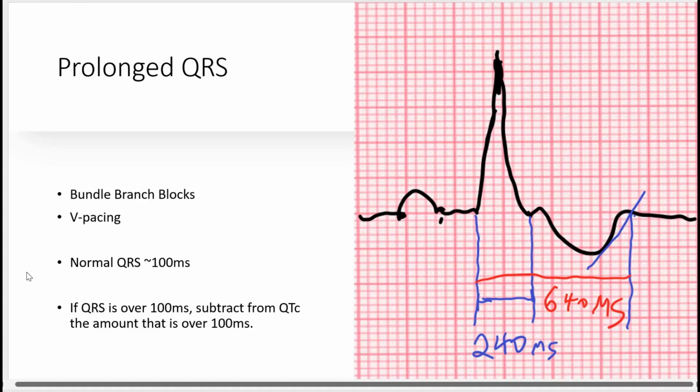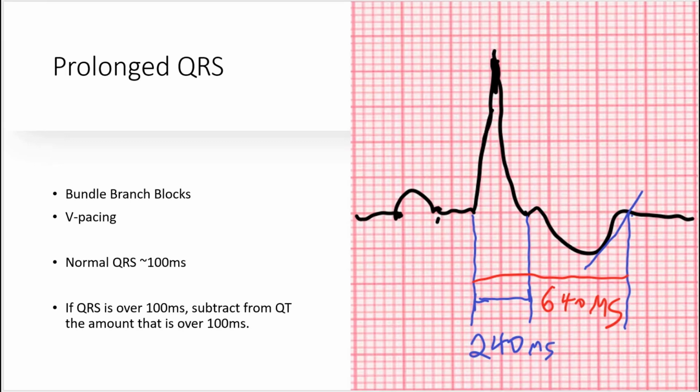So what happens when the EKG shows a prolonged QRS due to bundle branch blocks or V pacing? This is the way to correct for that. We know that a normal QRS is about 100 milliseconds. So if the QRS is over 100 milliseconds, you subtract from the QT the amount that is over 100 milliseconds.